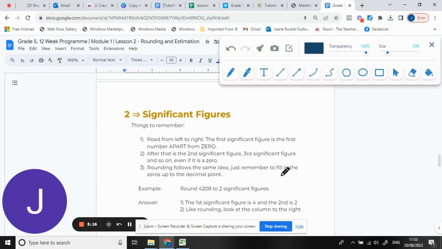However, if you had a number such as, normally it's going to be a number less than 1. So imagine we had the number 0.0408.